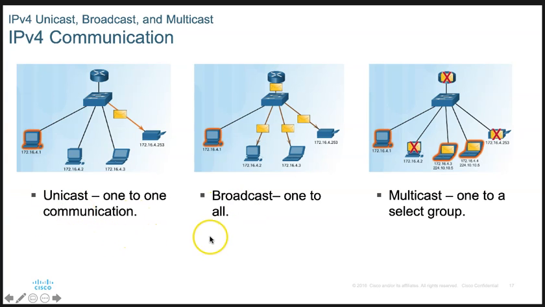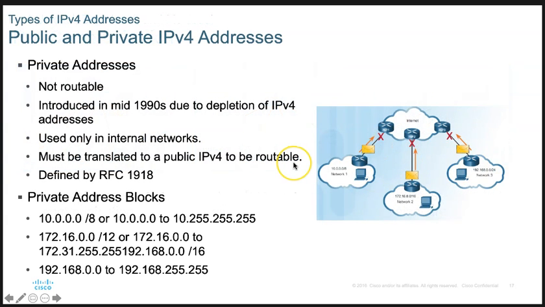A computer can talk to other computers using a broadcast, which is one computer to every computer in a network, or a computer to a selective group of computers, and this is known as a multicast. Say, one to a selective group. All right? When you look at IP addresses, you can safely divide them into private and public.